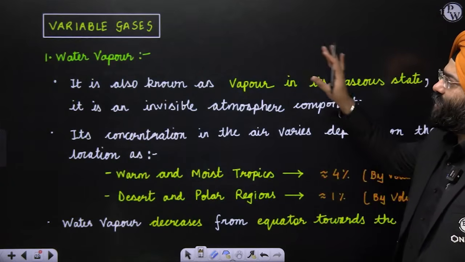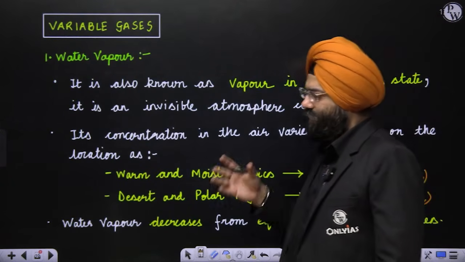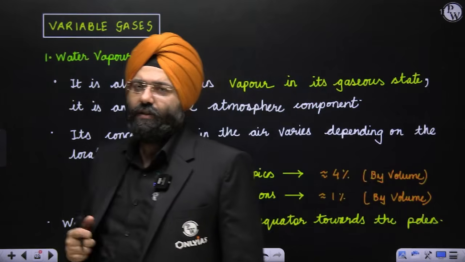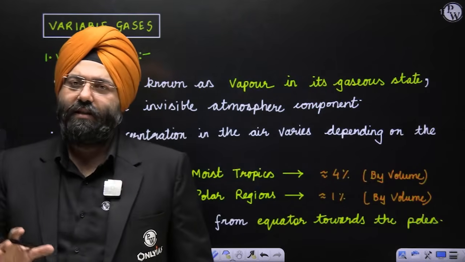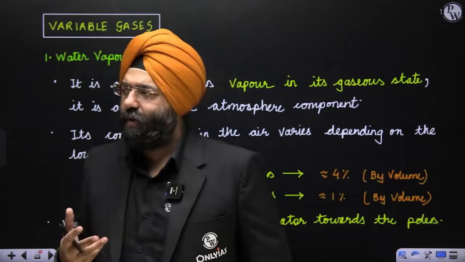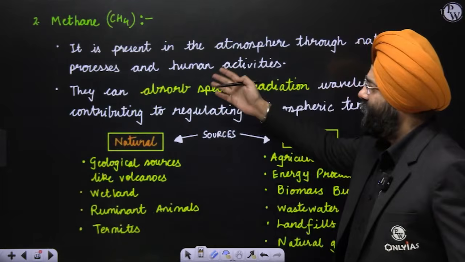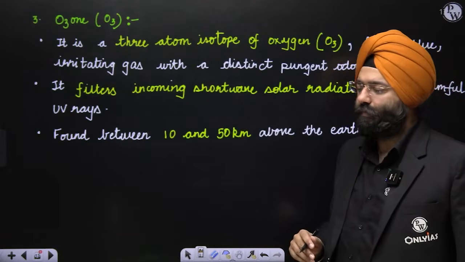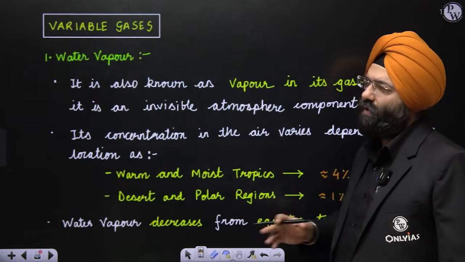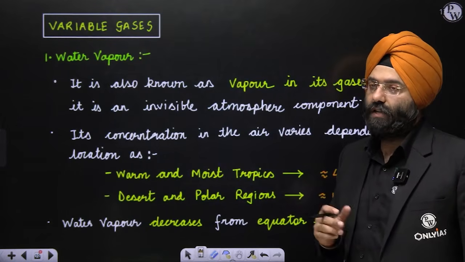Now, when we talk about the variable gases, again, different books try to categorize different things. So we are broadly generalizing. We have put over here water vapor, we have put here methane, and we have put here ozone. Clear? Now see, under them, water vapor again is a very important ingredient.